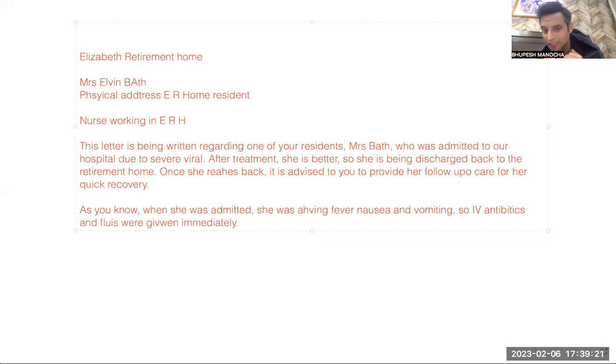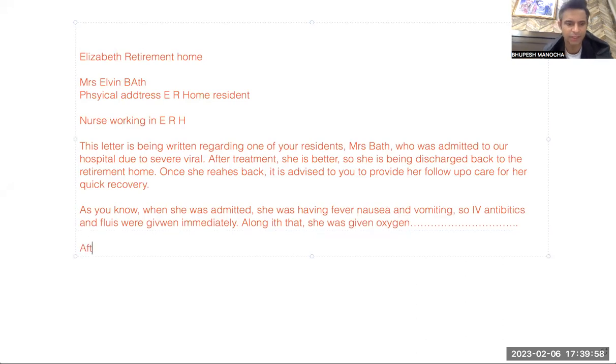As you know, when she was admitted, she was having fever, nausea, and vomiting. So always write this. As you know, when she was admitted, she was having fever, nausea, and vomiting, so IV antibiotics and fluids were given immediately. Now this is the second punch of the letter. Then you can say, along with that, she was given oxygen, whatever you want to say. That is up to you. You can write anything, whatever you want to tell about during hospitalization.